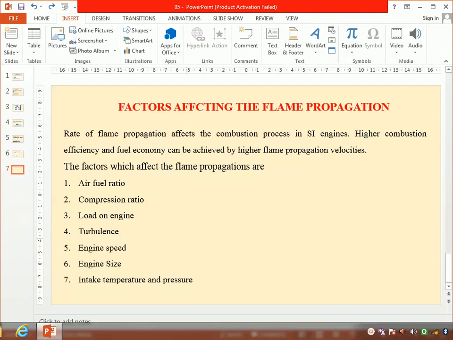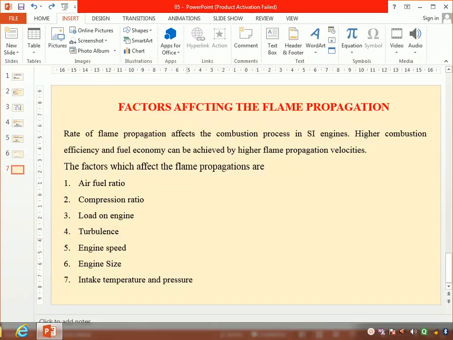Before that, what is the flame velocity? Simply, the flame velocity is nothing but the velocity of the flame front with respect to the unburnt mixture. This flame velocity is very important for higher combustion efficiency and better fuel economy, and in that way it provides efficient combustion in the combustion chamber.